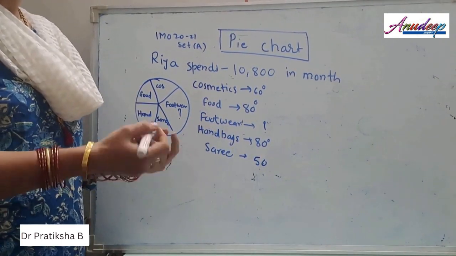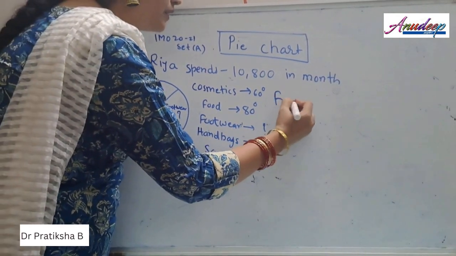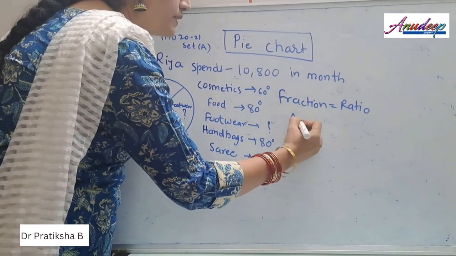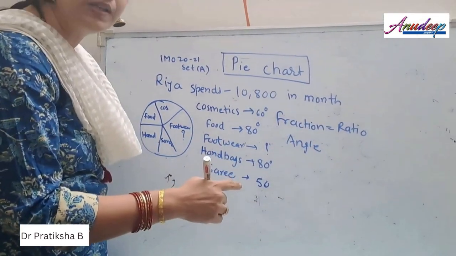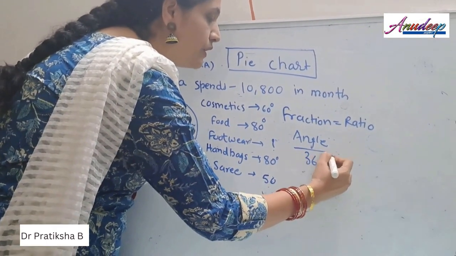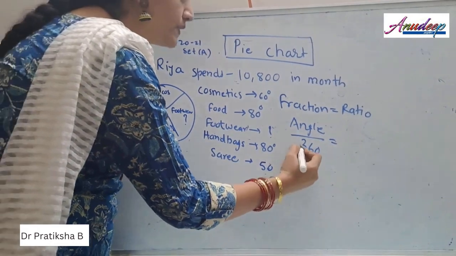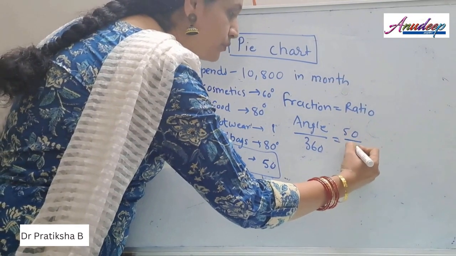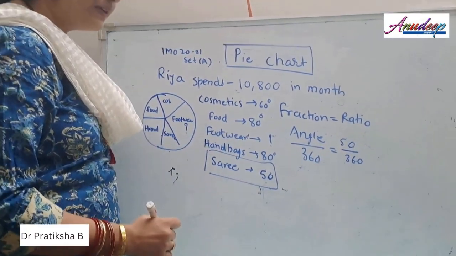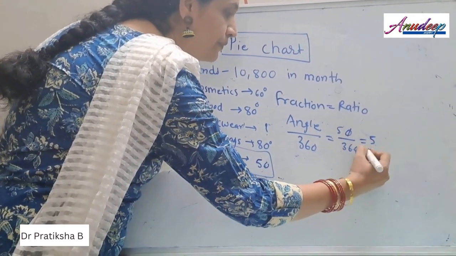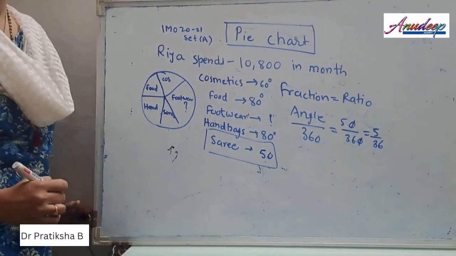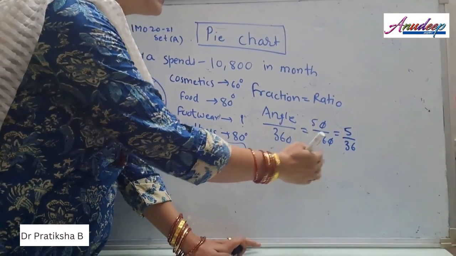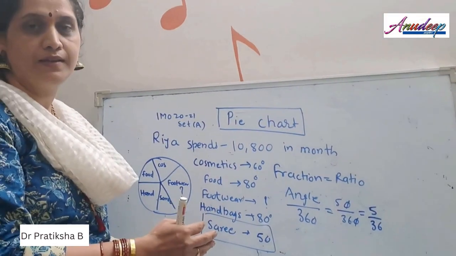Like in the tricks we have discussed, when the fraction is asked, you are going to find the ratio. If you know the angle for the quantity for which the question is asked, divided by 360 will give you the fraction. Related to the saris, the angle is 50 degrees. So for the first sub question, the answer will be 50 by 360, that is 5 by 36. So she spends 5 by 36 as a fraction on saris.